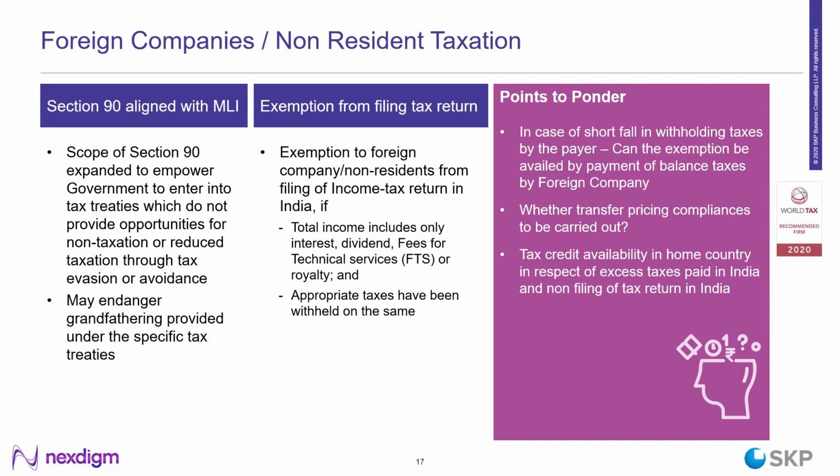While the amendment has been made for tax return filing, there is no corresponding change or relaxation from transfer pricing regulations. So if a foreign company has transactions with related parties or group companies in India, it will have to continue filing the transfer pricing reports in India. But for the tax return, they can take a position that they are not required to file based on this amendment.